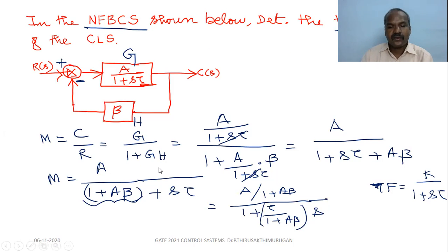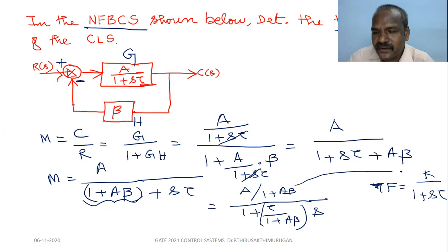This is the closed loop system similar to this. So what is K? The gain of the first order system is K equal to A by 1 plus A beta. Sometimes the same question will be asked: what will be the gain, the static gain of the first order system in closed loop? So this may be another choice. So A by 1 plus A beta also will be asked.